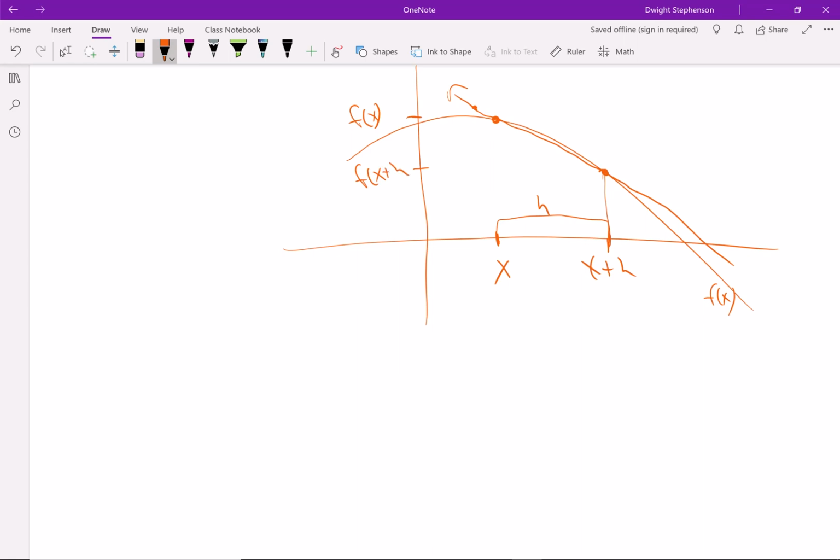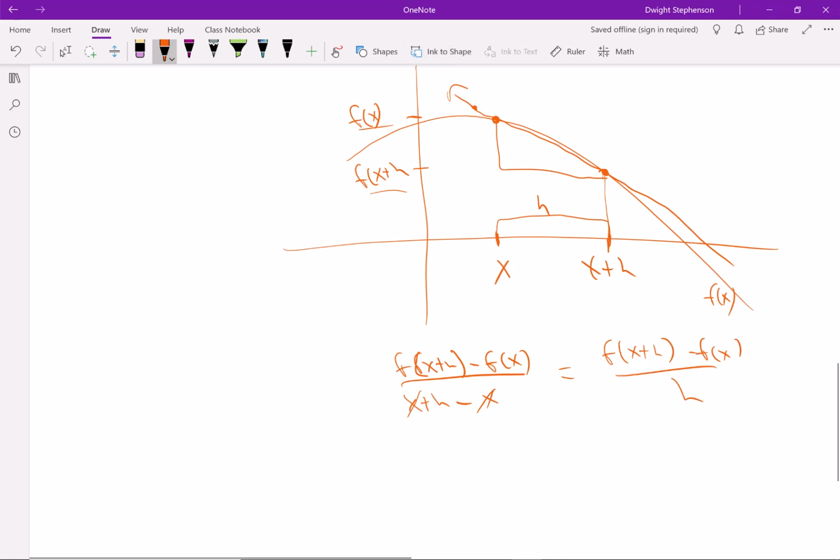Then the slope of this secant line is simply subtracting f of x plus h minus f of x, and then dividing by x plus h minus x, subtracting the x coordinates. If you do this, you get f of x plus h minus f of x. The x's cancel out over here, and you're just left with h. So that would tell you the slope of this secant line. You could imagine if you plugged in numbers.